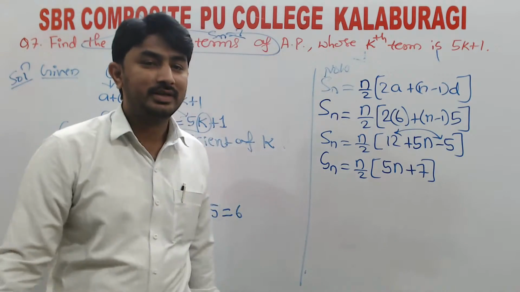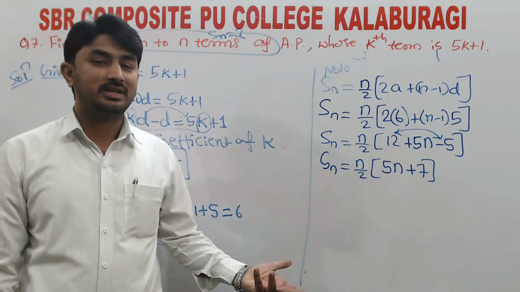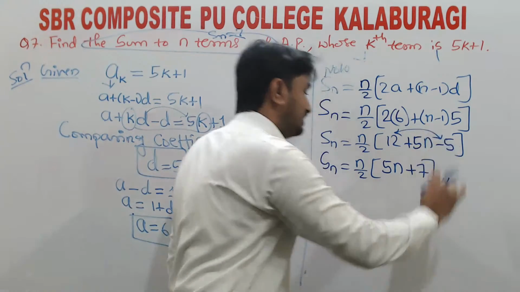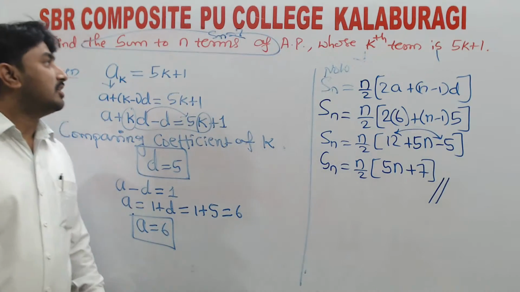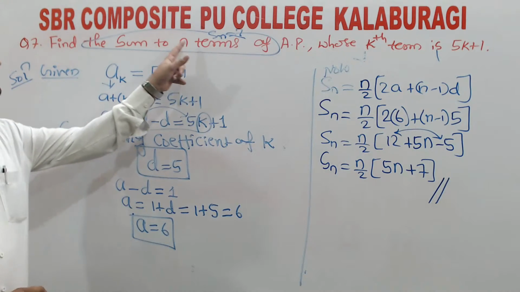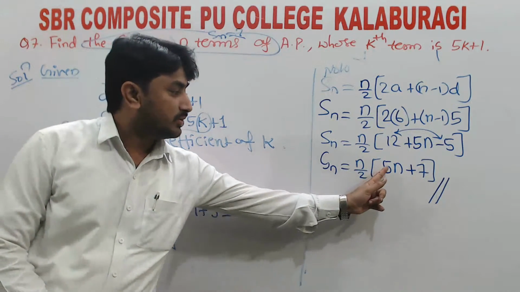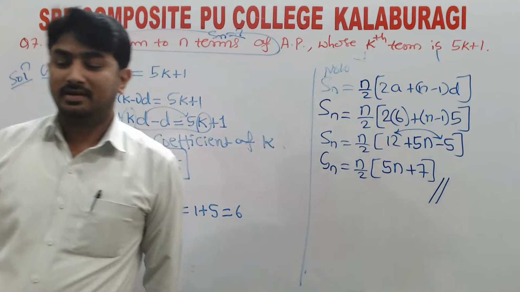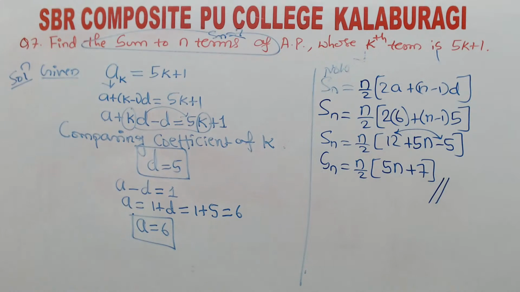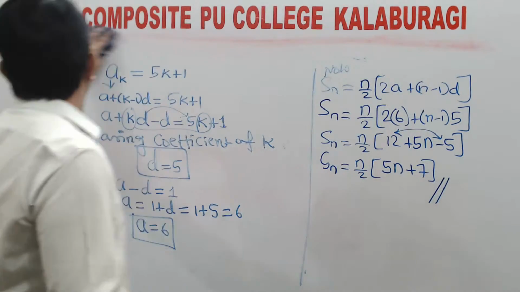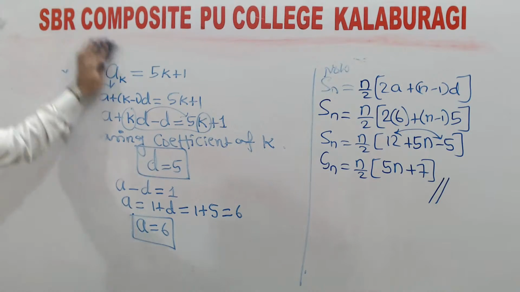Actually, we don't know the number of terms, that's why we keep the result as it is. It is our required result: the sum to n terms is n by 2 into 5n plus 7. And question number 7 is completed. Next is question number 8.